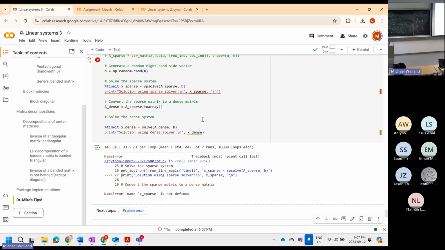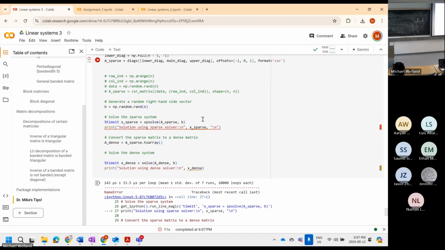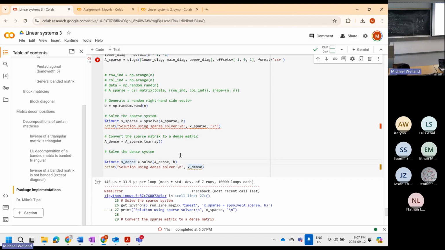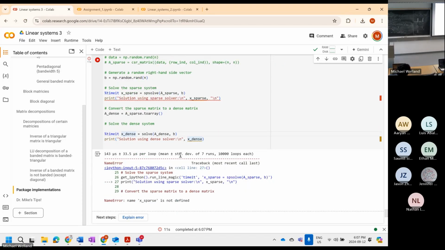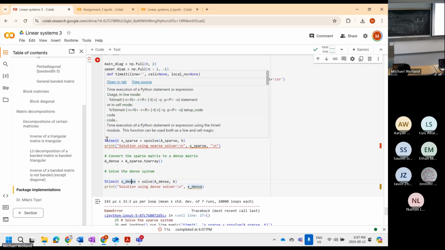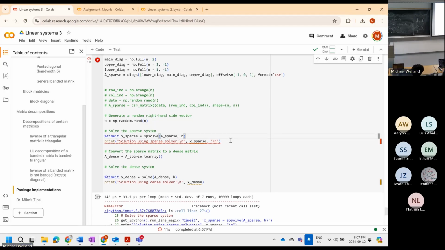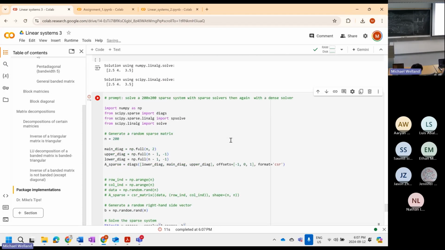And we're using the, what's going on now? So I never do demos. What are you talking about? X sparse is not defined. It's right here. What? I'm just gonna reload the notebook if this doesn't work.